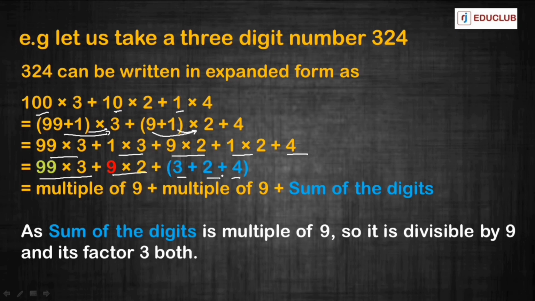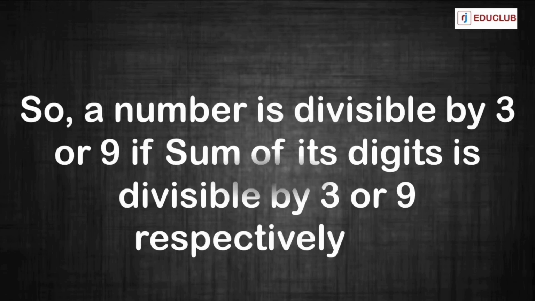Now the sum is 9. These are the sum of the digits only. And the sum of the digits is a multiple of 9. So we can say it is divisible by 9. And as it is divisible by 9, it will be divisible by its factor 3 also. So we can say a number is divisible by 3 or 9 if the sum of its digits is divisible by 3 or 9 respectively.